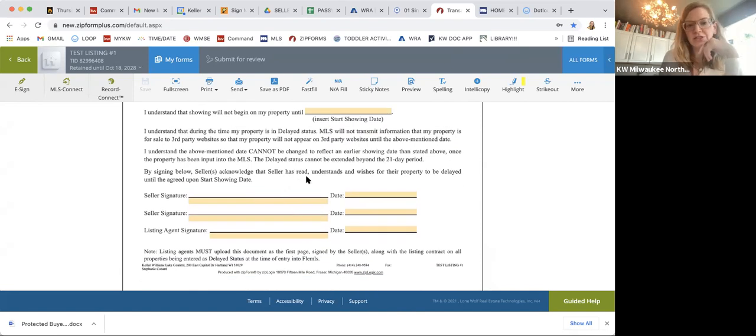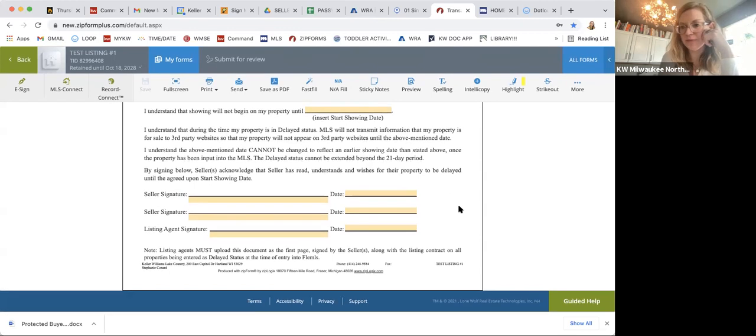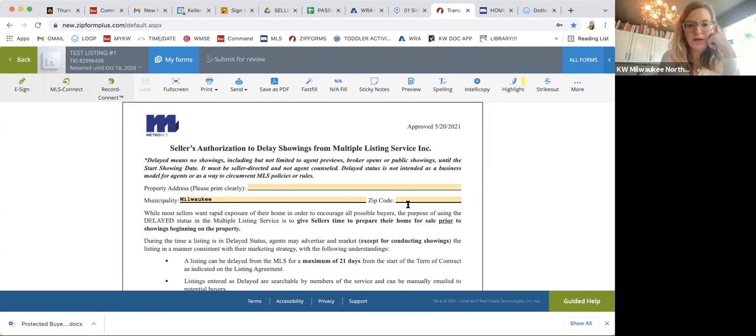I understand that during the time my property is in delayed status, MLS will not transmit information that my property is for sale to a third-party website. So no website indication, as I mentioned. The above mentioned date cannot be changed to reflect an earlier showing date than stated above. Once the property has been put into MLS, delayed status cannot be extended beyond the 21-day period. So, a repeat of what I just said.